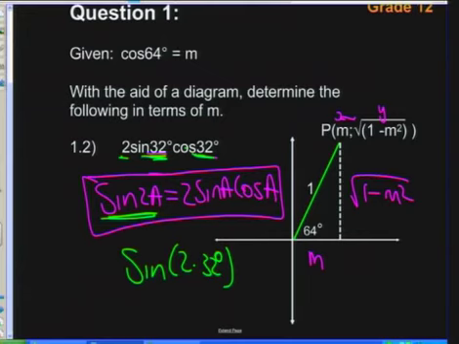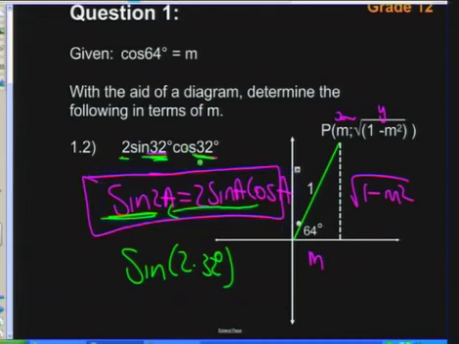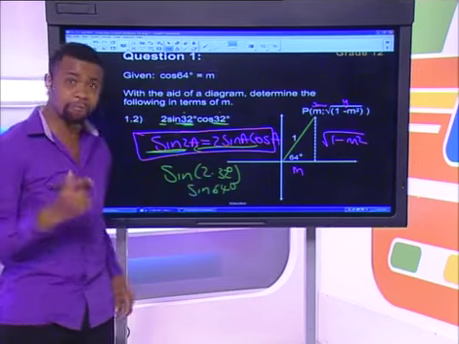How do I do this? Because this is 2 sine 32 cos 32, then from the formula sheet, I have sine 2a, which is 2 sine a cos a. You can reverse this. So from there, you can move backward to sine 2 times a, provided this is the same as that. So from there, I get sine of 32 times 2, which is 64 degrees. So I have sine 64. Then I can use my diagram to determine sine 64 in terms of m.